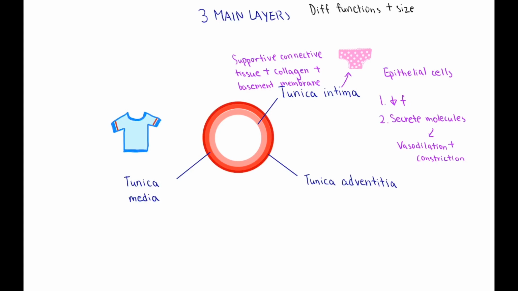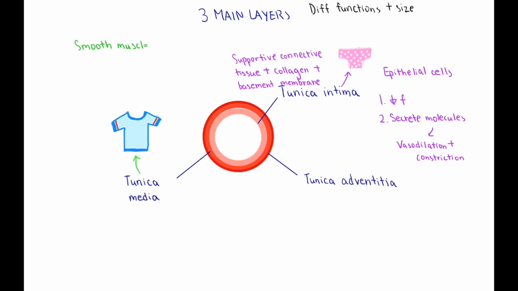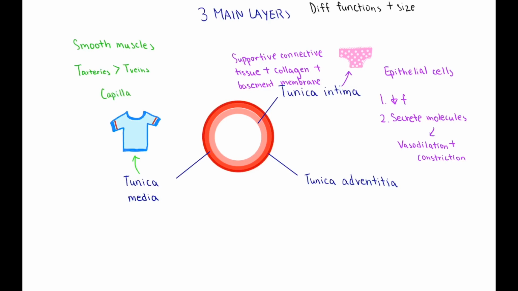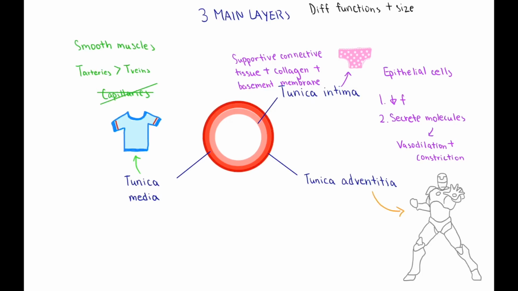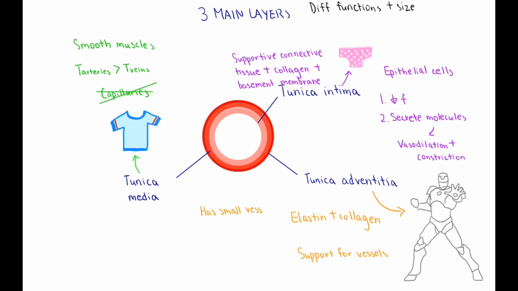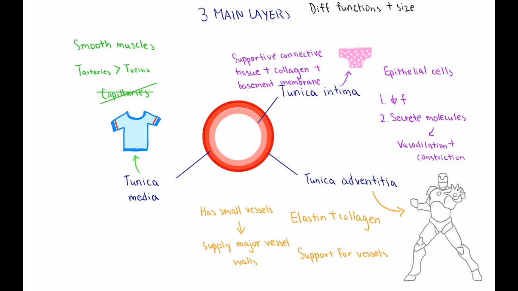The second, medial layer, is composed of smooth muscle and is much thicker in arteries and veins, and absent in capillaries where absorption is the main focus. The final layer, tunica adventitia, acts as a support for the vessel and is made of elastin and collagen. It also contains small blood vessels to supply the walls of the major blood vessels. Remember, all the tissues in the body need to be supplied with oxygen to live.